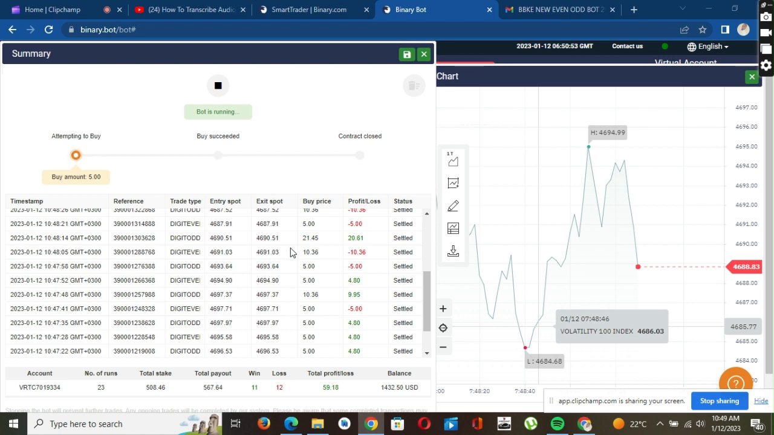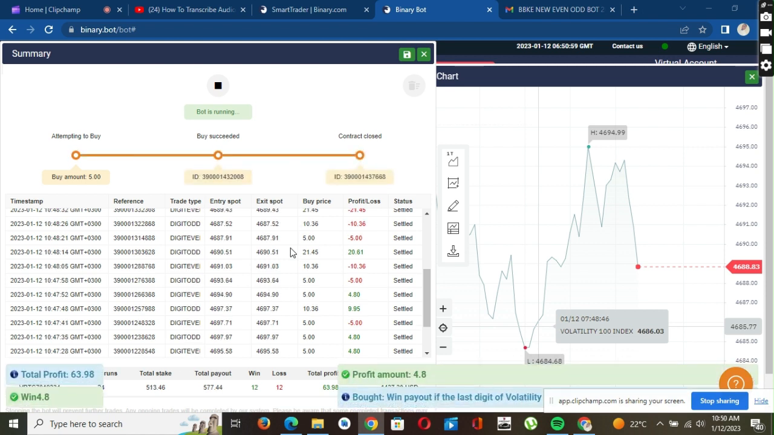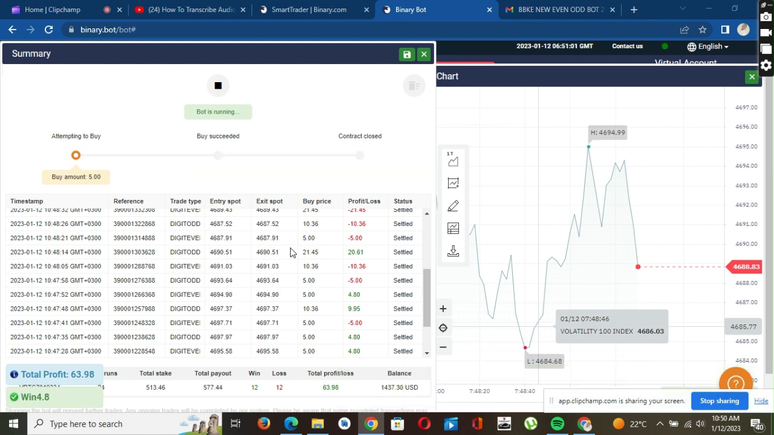Number one, it depends on the bot you've bought. Number two, it depends on how you trade with the bot. Do you really understand it? Number three, it also depends on the times you're trading.